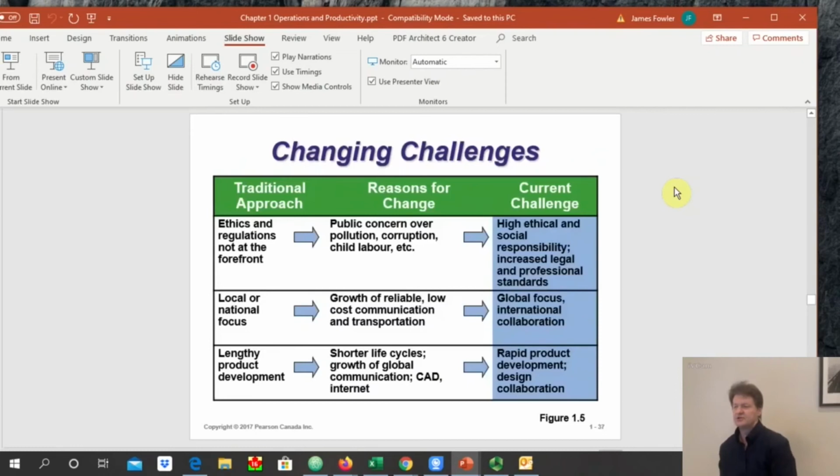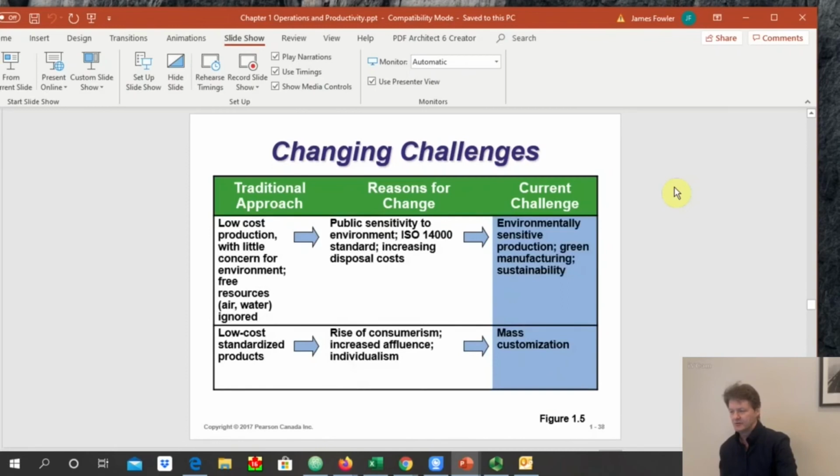Some changing challenges. The traditional approach, and again, there's more detail provided on this in the e-text, so I encourage you to be sure to read through that. For example, ethics and regulations were not at the forefront. There was clearly a change, and the reason for the change: public concern over pollution, corruption, child labor. The current challenge is high ethical and social responsibility, increased legal and professional standards, and of course sustainability and going green. Also very big changes going on there as well.